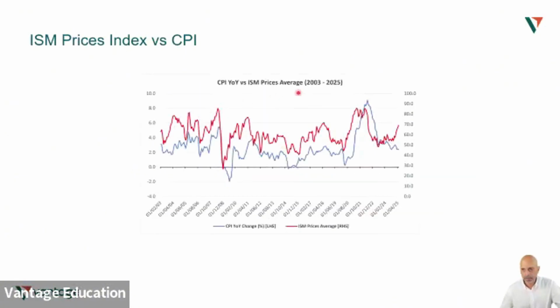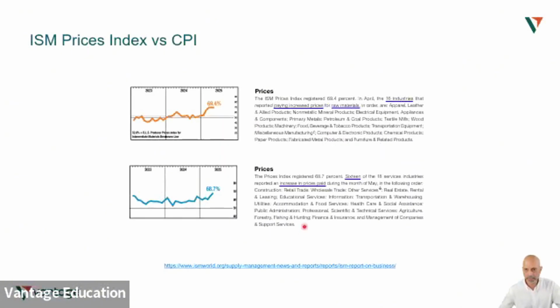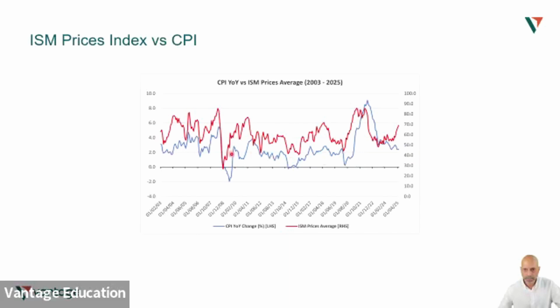Now, this chart starts from 2003 all the way to the present, and shows us the level of annualized CPI, which is the line in blue, versus the ISM prices and the average of the ISM prices. Remember here, we have the ISM prices for the manufacturing sector and services sector displayed separately. However, on this chart below, we have the average of these two prices for each particular month. And what we can observe is ISM prices typically tend to lead annualized CPI readings.